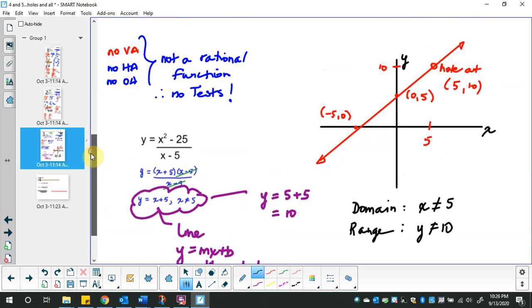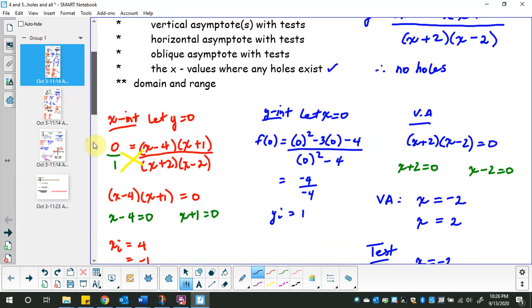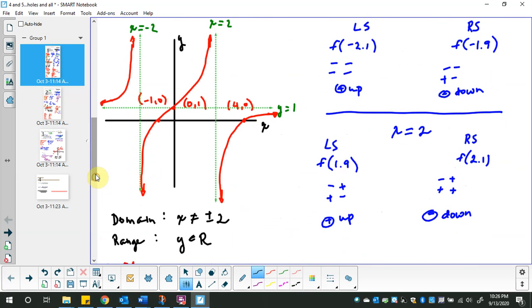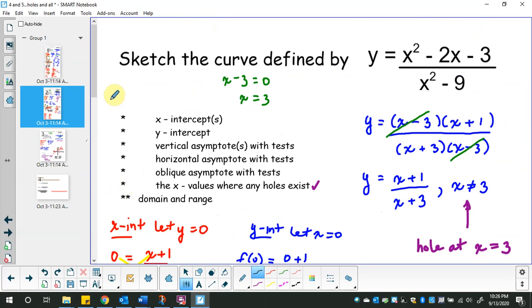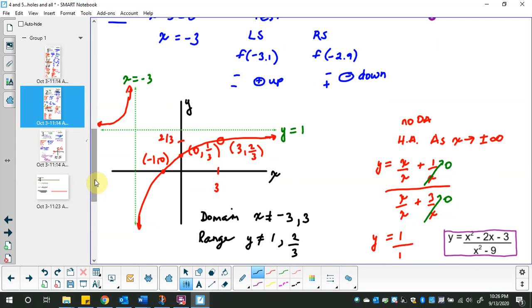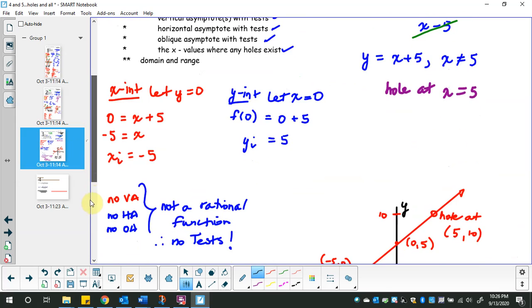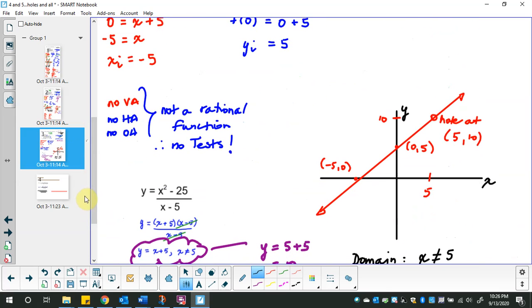So you have potentially questions that have no holes whatsoever, but lots of asymptotes. You have questions with holes and asymptotes, lots of asymptotes or a few asymptotes. Then you have questions that have holes and no asymptotes. You basically have every possibility under the sun, and your math should match your picture.